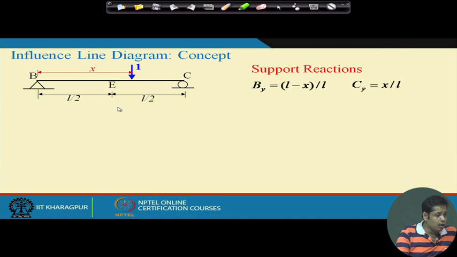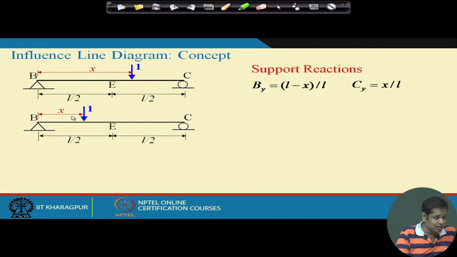Now, we need to consider two situations. First, when x is such that the load is applied between B and E. This is case 1. In this case your x varies from 0 to L by 2.